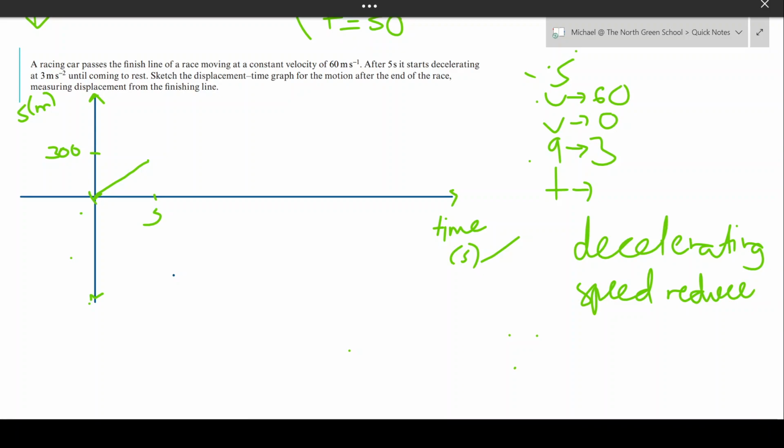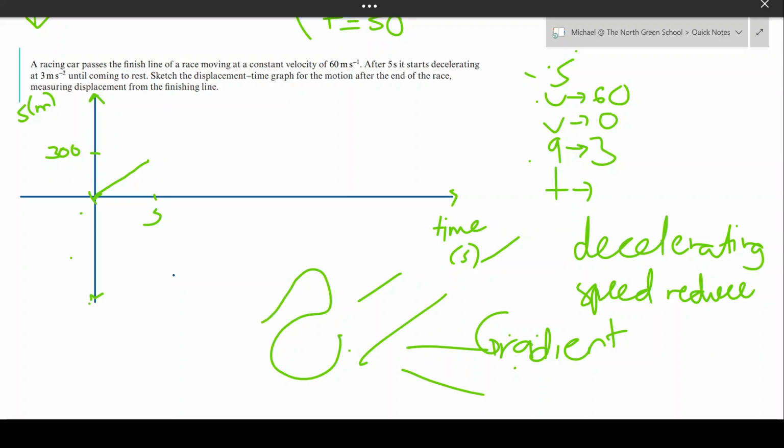What is the speed represented by on a displacement time graph? It is actually represented by the gradient. If you have a constant speed, you have a constant gradient, so something like a straight line, any straight line. If the gradient is changing, you need to have a curve.